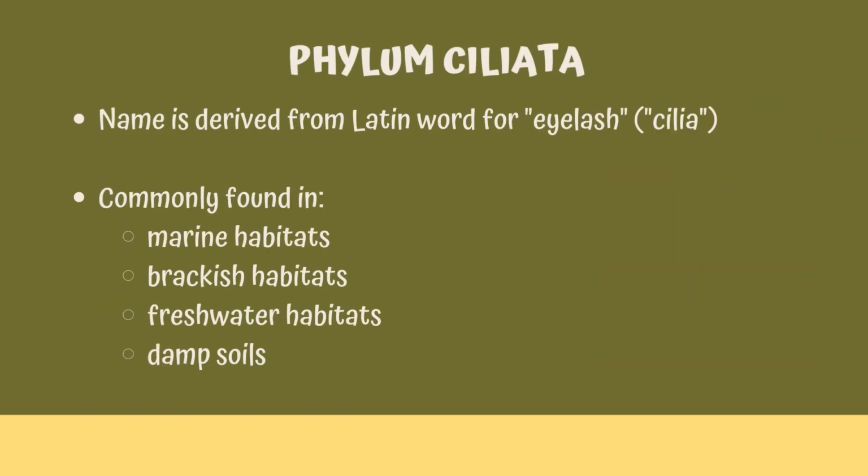Next is phylum Ciliophora. They derive their name from the Latin word for eyelash, cilia. Ciliates are very common in benthic and planktonic communities in marine, brackish, and freshwater habitats, as well as damp soils.